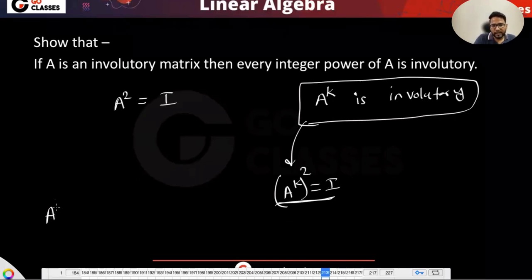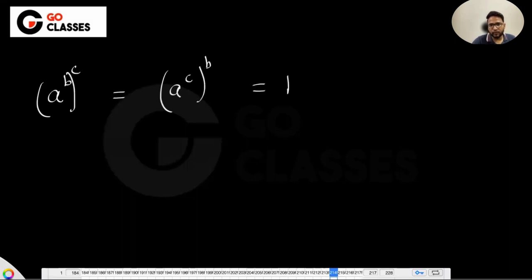Now, can I just write A power K, then square, as the same as A square power K, or maybe you can also write it A power 2K. So basically it is A power K into A power K, which is A power 2K. Now, I have told this multiple times. Let's suppose this is some scalar, A power B power C. If you have the brackets here, then it is as good as saying A power BC. Then you can change these, and you can have A power BC also. So it does not matter. If you have the brackets, then things are fine.